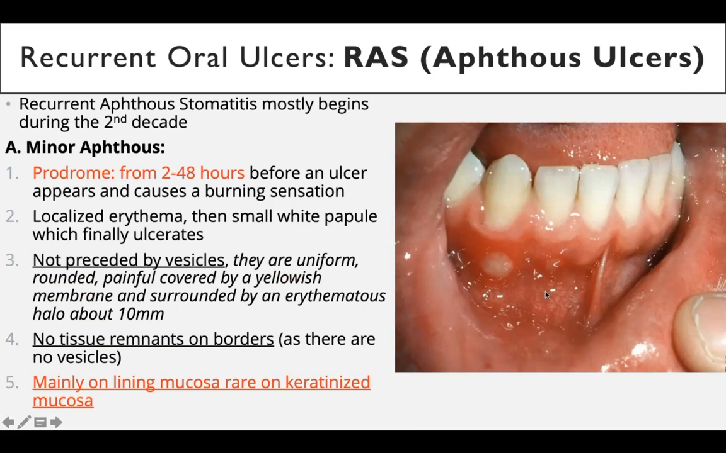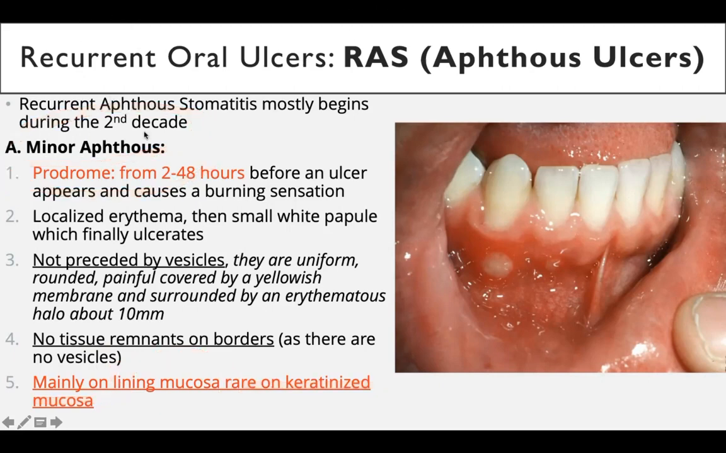So there are no tissue remnants on the borders, as there are also no vesicles. If the vesicles are there, if it's fluid filled, then whenever the exudate comes out, the superficial layer will get crusted or dry, and the tissue remnants will be there. The remains of the tissue, dried out tissue, will be there. Mainly on lining mucosa, rare over keratinized mucosa. So this is talking about the minor aphthous ulcer, which is rarely on keratinized mucosa, mainly on the lining mucosa.